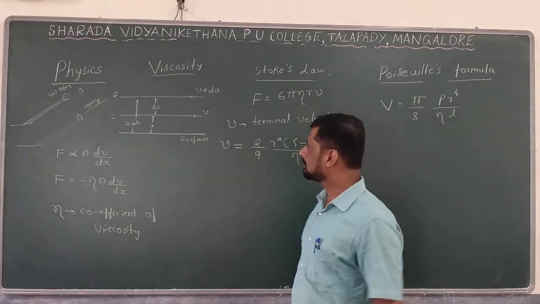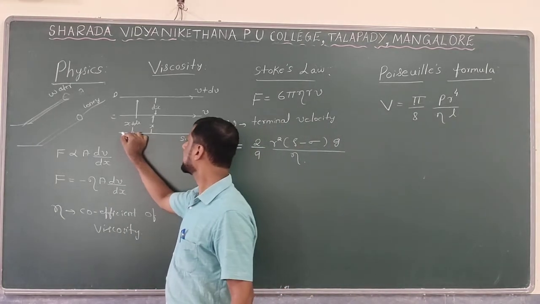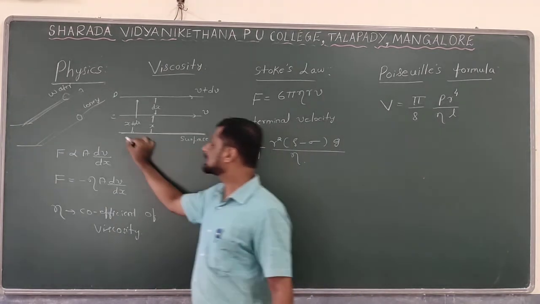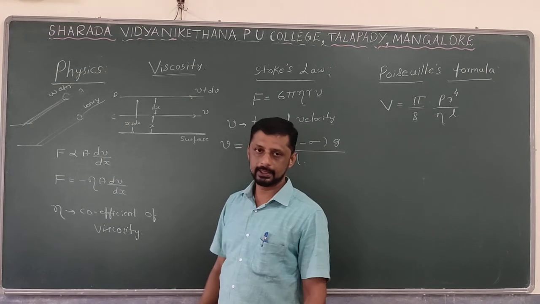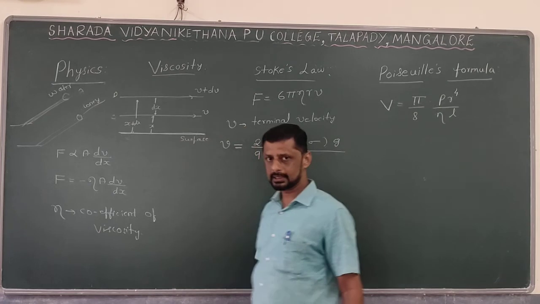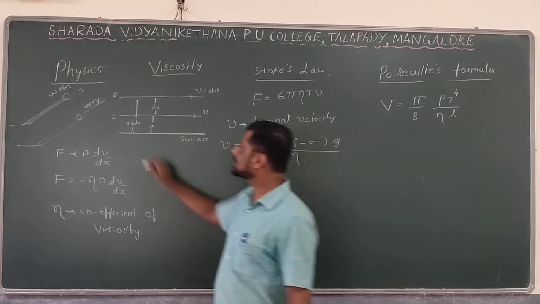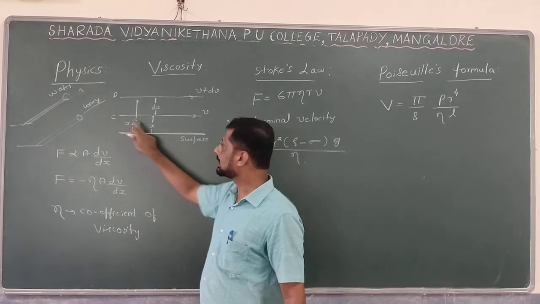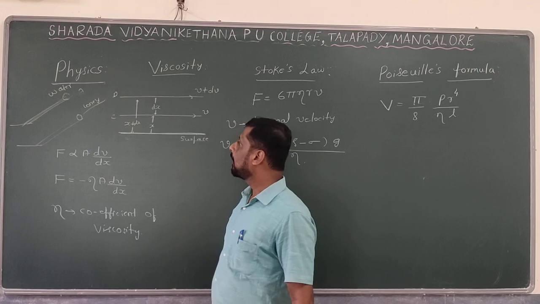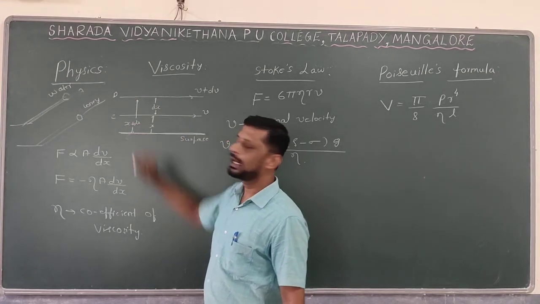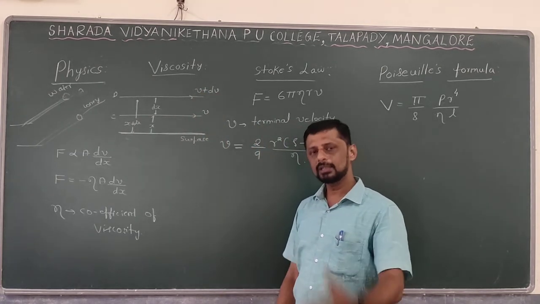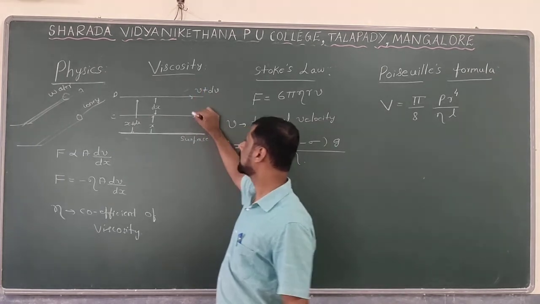Why does this happen? For example, let us consider a glass plate. This is the surface of the glass plate. The layer of the liquid which is in contact with the surface is always at rest. It is not at all moving. Now I will consider another layer C, which is at a distance x from the surface. This layer is moving with the velocity v. I will consider one more layer of the liquid D, which is moving with the velocity v plus dv. Here dv means a small change in velocity. Its velocity is more when compared to this one.